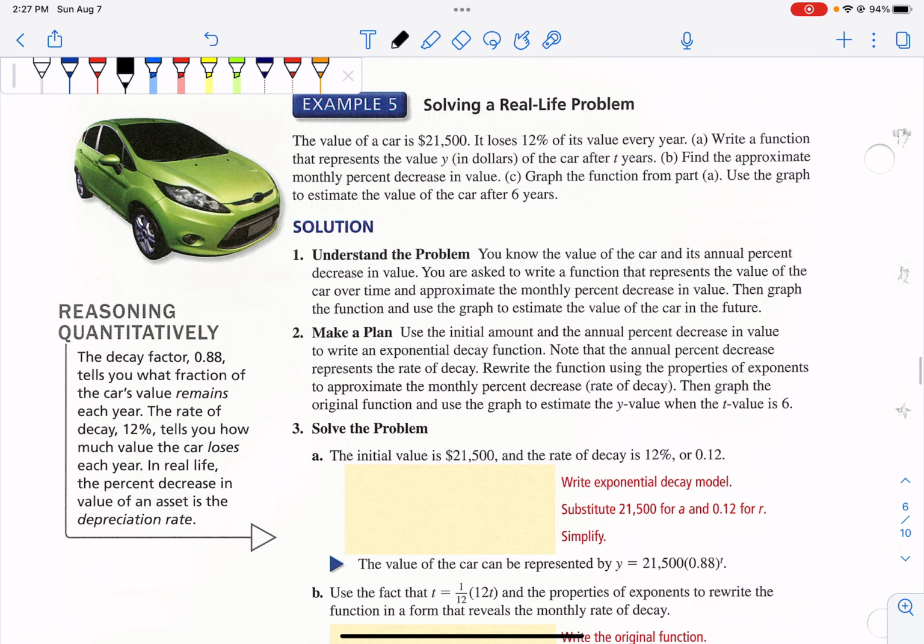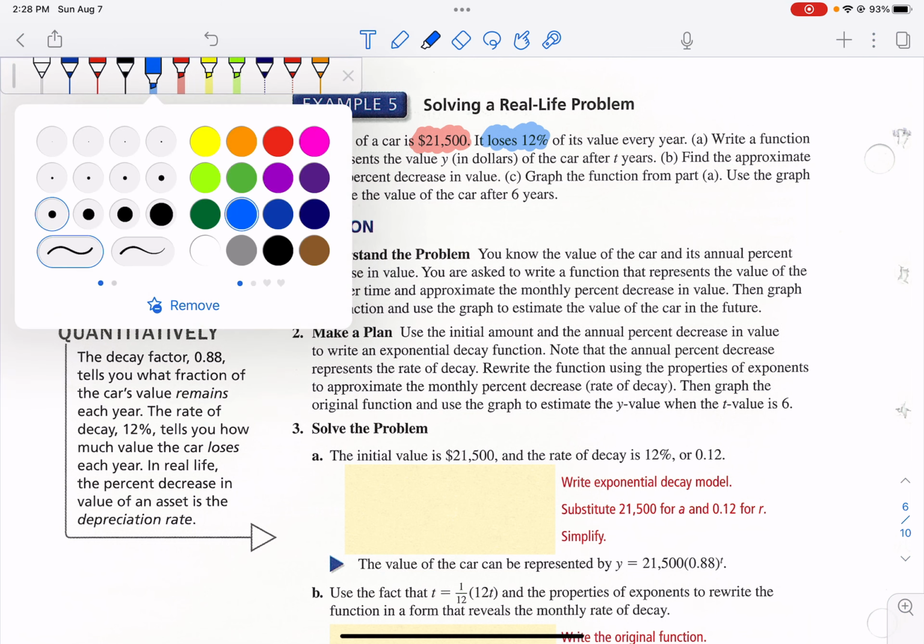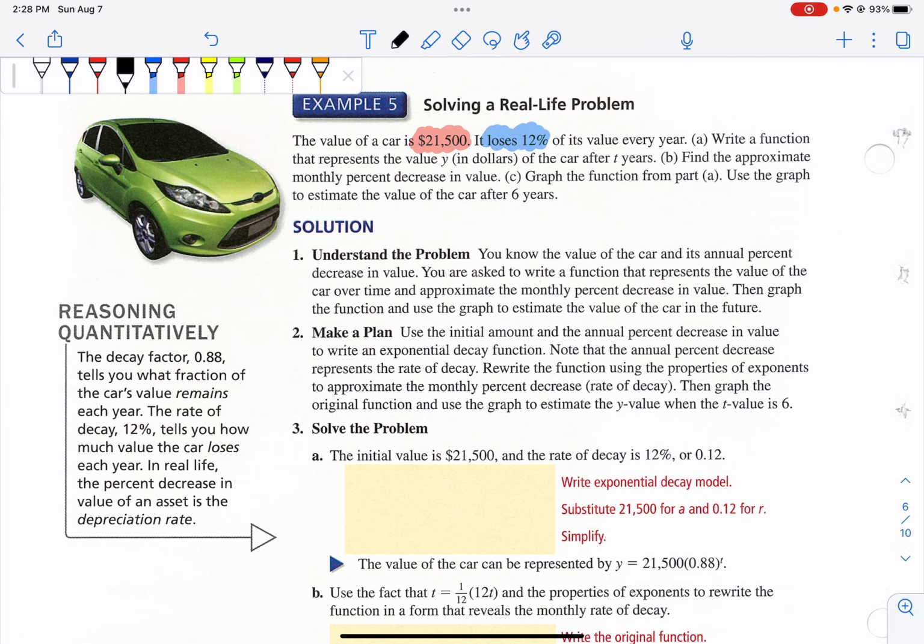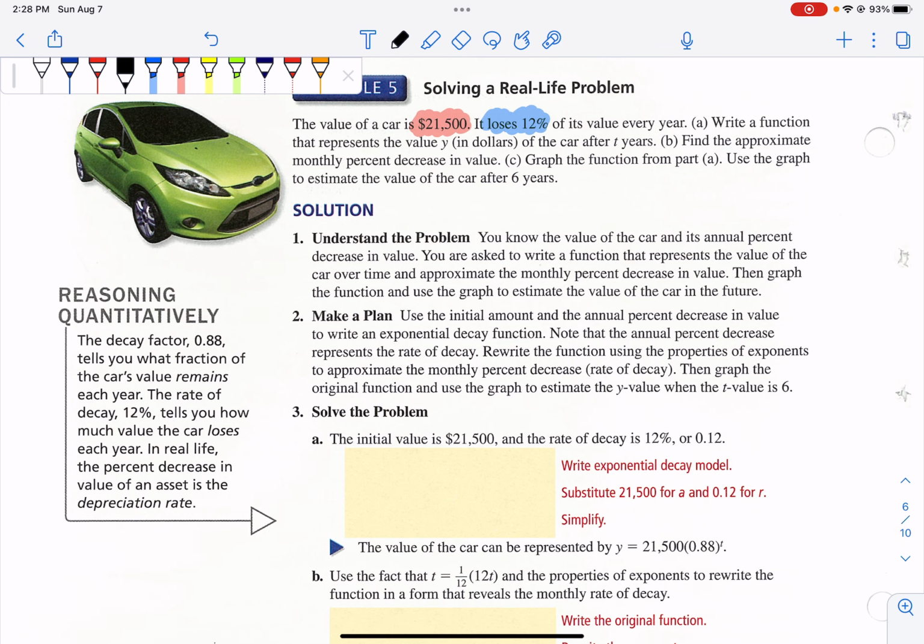Okay, so let's do a couple examples. Number 5, solve a real life problem. The value of a car is $21,500. You lose, oh, that's such an important word, you lose 12% of its value every year. Question A, write a function that represents the value y in dollars. Okay, so y equals, what goes first in my exponential function? My starting amount.